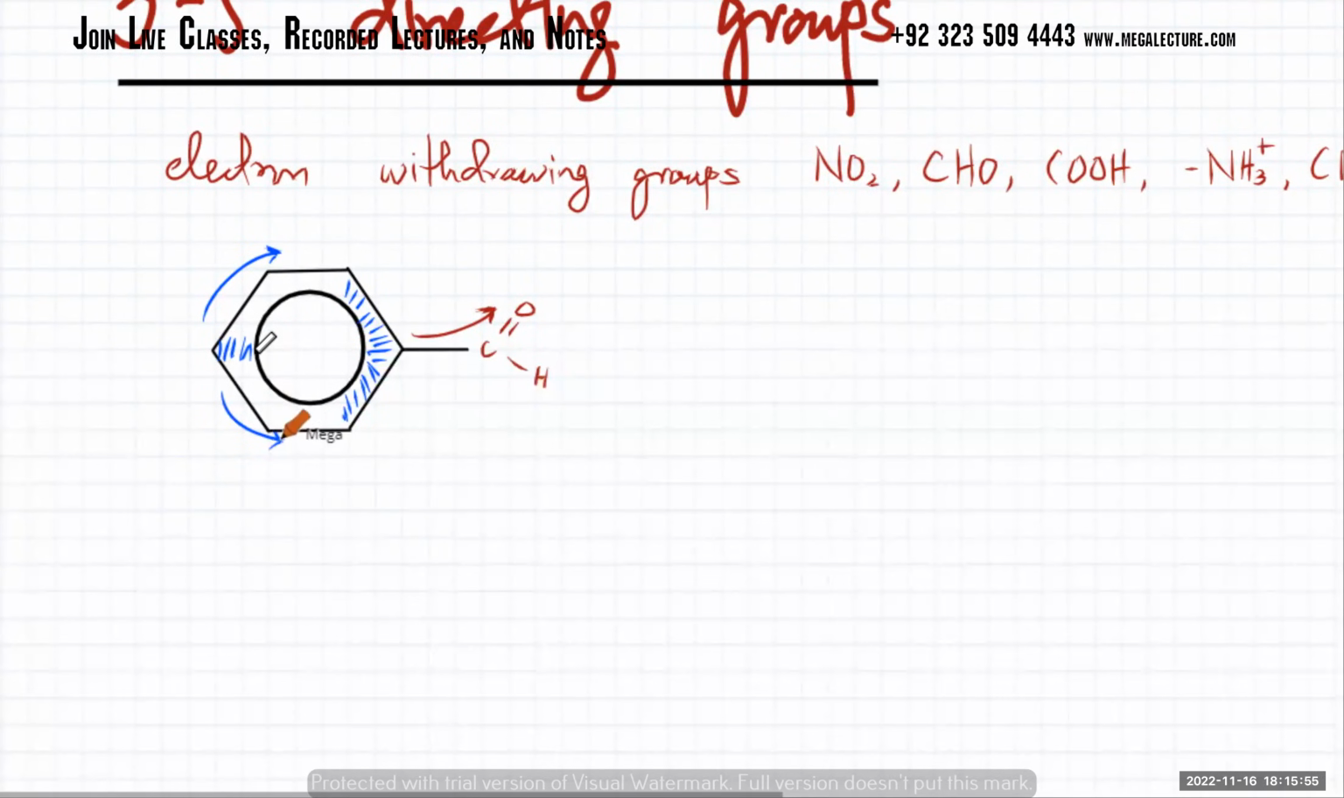Now, as a result, what happens is, relatively speaking, electron density actually becomes higher at positions number 3 and at positions number 5. ठीक है, वो actually in positions के ऊपर it becomes relatively higher.